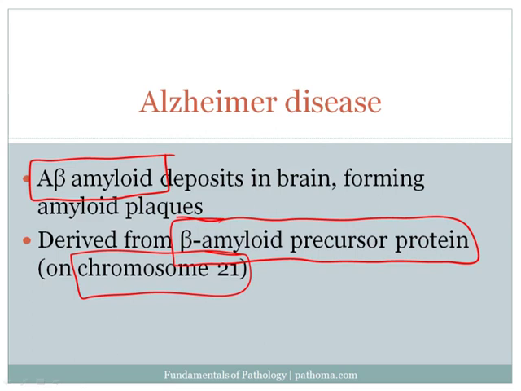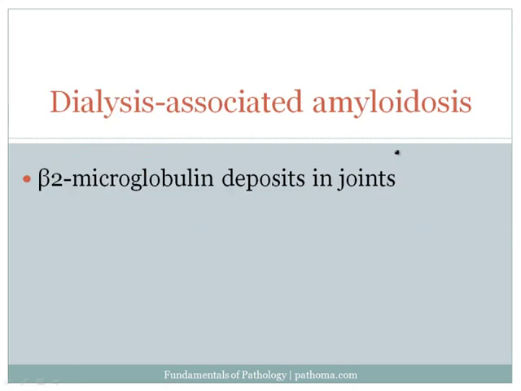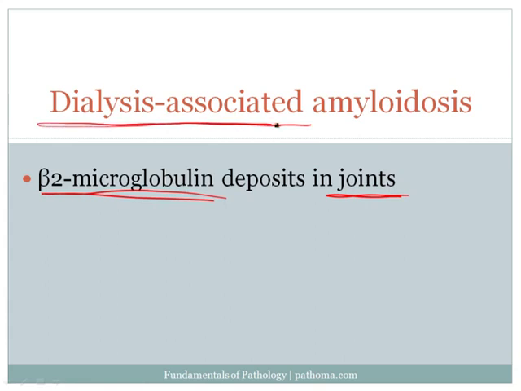be expected. An additional type of localized amyloidosis is dialysis-associated amyloidosis. A few very high-yield principles here. Number 1, the amyloid that deposits is called beta-2 microglobulin. Number 2, it deposits in joints. And number 3, it occurs in patients who are on dialysis.